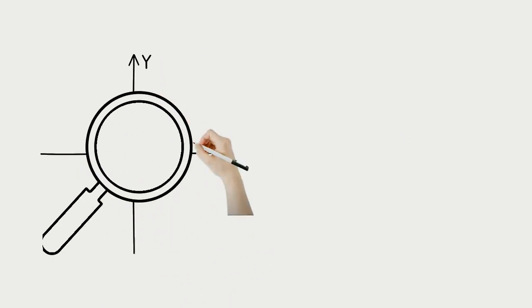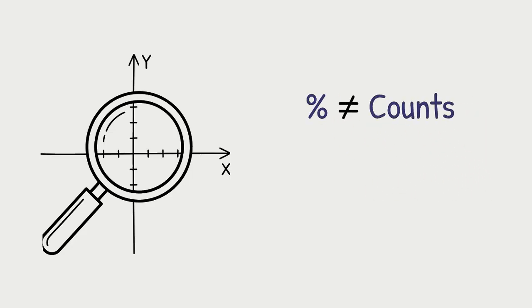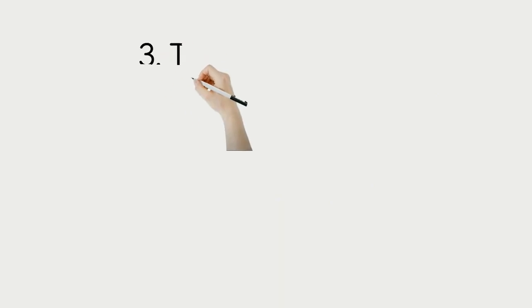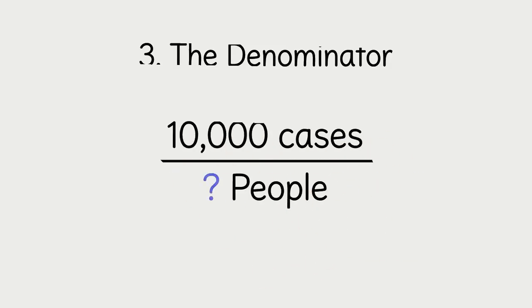Next, read the axes slowly. Ask yourself what is on the horizontal axis, what is on the vertical axis, and in what units. Percent is not the same as counts. Dollars are not the same as inflation-adjusted dollars. Most mistakes come from skipping this step. Closely related is the denominator. If a graph says 10,000 cases, your next question should be, out of how many people? Counts without population size are usually meaningless.